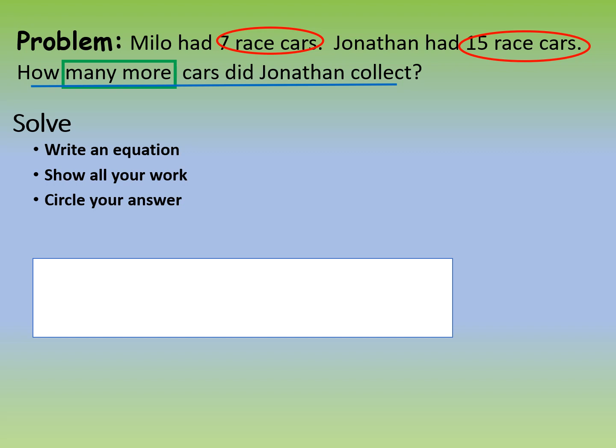Solve. Nope, I haven't solved the problem yet. I have to write an equation, show all of my work, and circle my answer. So, I knew Jonathan had 15 cars. I subtracted the 7 that Milo had, and I came up with a difference of 8. So Jonathan has 8 more cars than Milo.